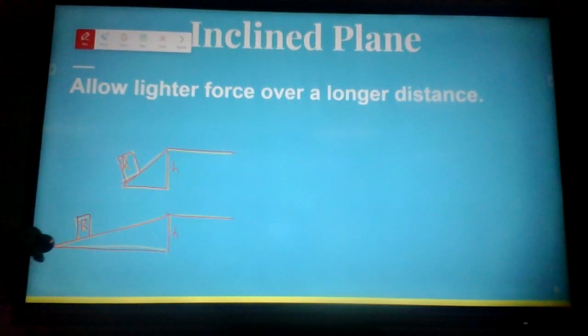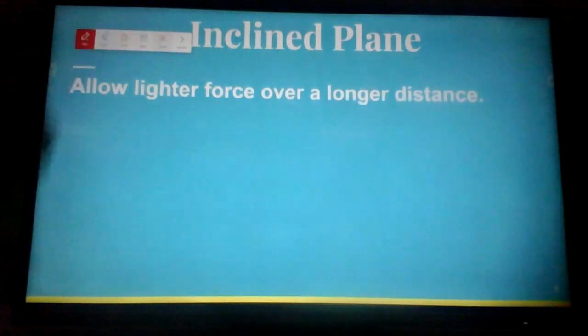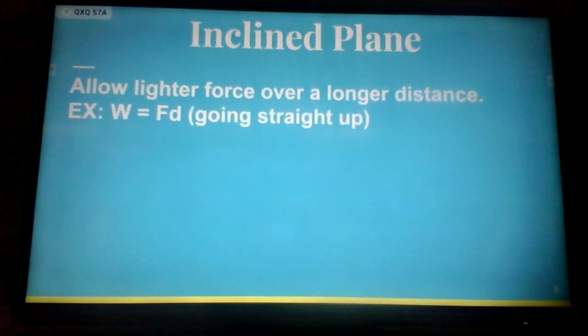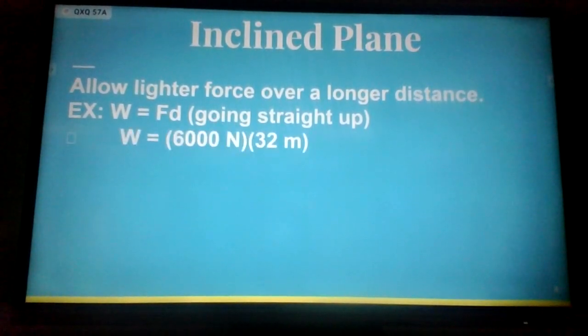Common sense will tell us this is a lot easier, but we have to take more steps and go a longer distance. Less effort, but a longer distance than the top one here. So mathematically it works out. Remember that work equals force times distance if we're going straight up. But how many people are going to lift a refrigerator straight up onto that truck bed?